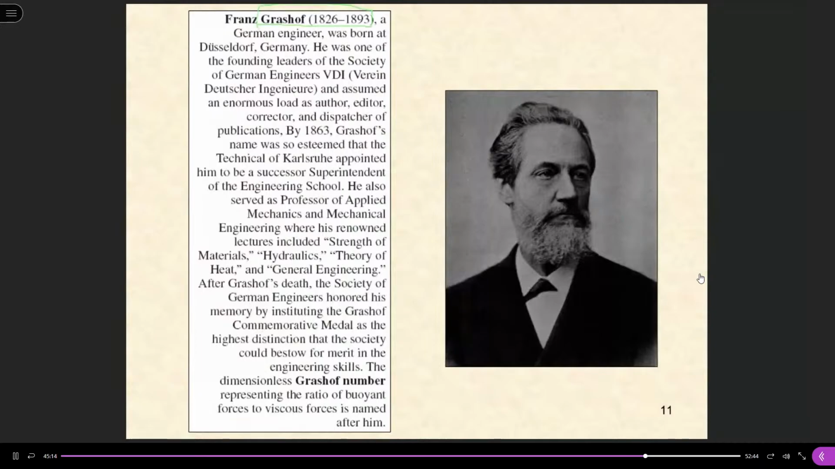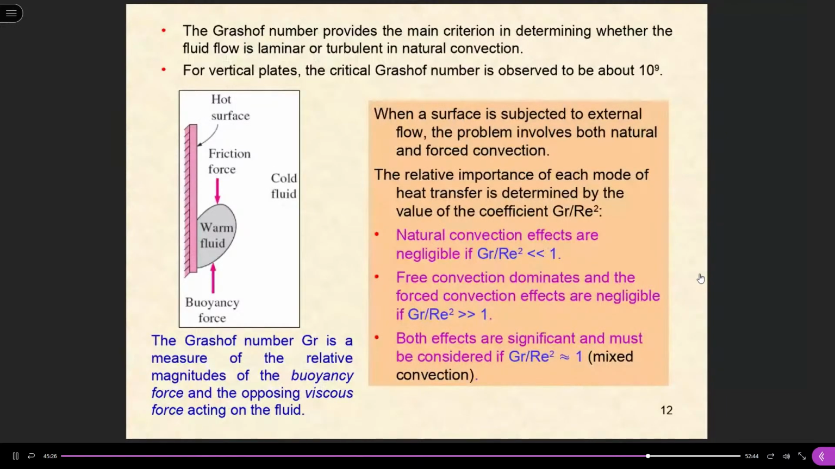Again, it's a German family name, a German engineer who first coined this dimensionless number. Now we understand the Grashof number also determines whether the flow will be laminar or turbulent in natural convection. You can imagine when the warm fluid close to the surface starts to move, as it's moving faster and faster, it will turn from laminar in the lower part into turbulent in the upper part. So where does this transition occur?